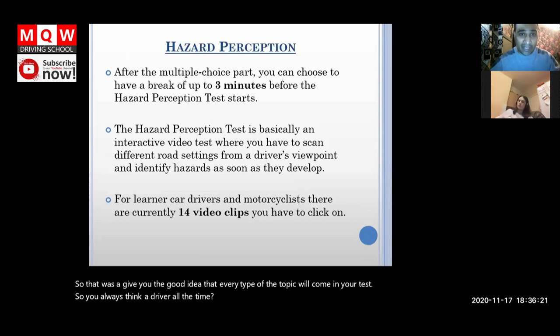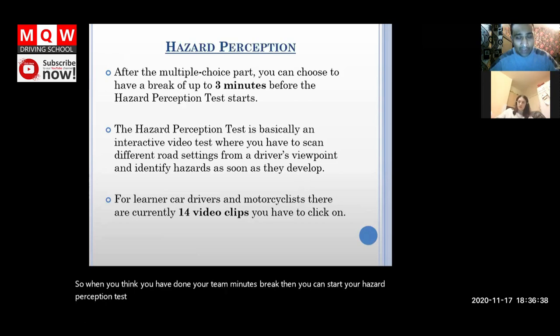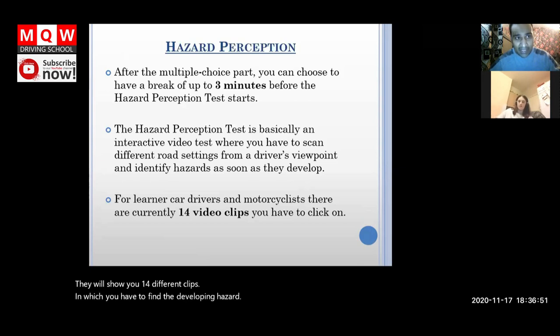This is called hazard perception. Before you start the hazard perception test, you will get a 3 minute break. So when you think you have done your 3 minute break, then you can start your hazard perception test on the same day after the question answers. They will show you 14 different clips in which you have to find the developing hazard. There will be some potential hazards as well in the clips.